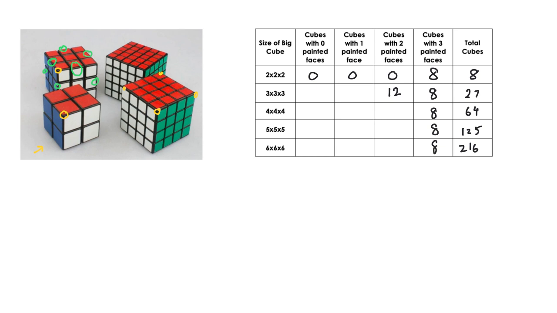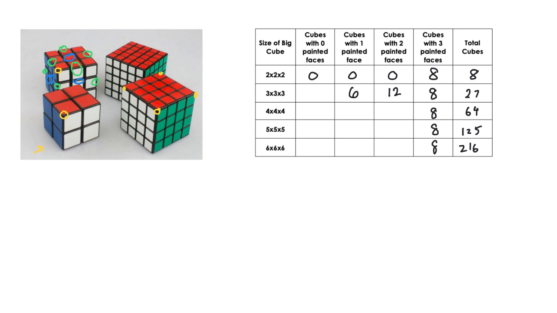Okay, well, what about cubes with only 1 painted face? Where would you find those? Well, I can see one right here. It's a red one. I can see another one here. It's a blue one. I can see one right there on the front. It's a white one. Oh, actually, you can see one on every single face, and there are 6 faces. And so I'm on my way.